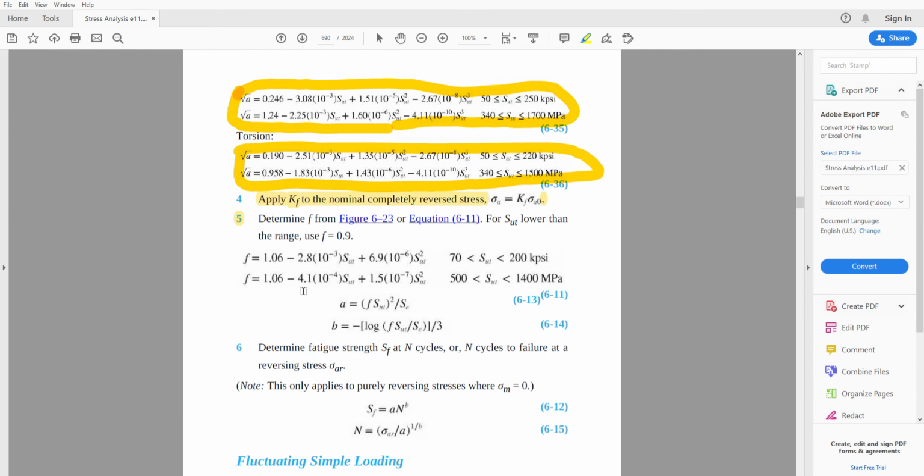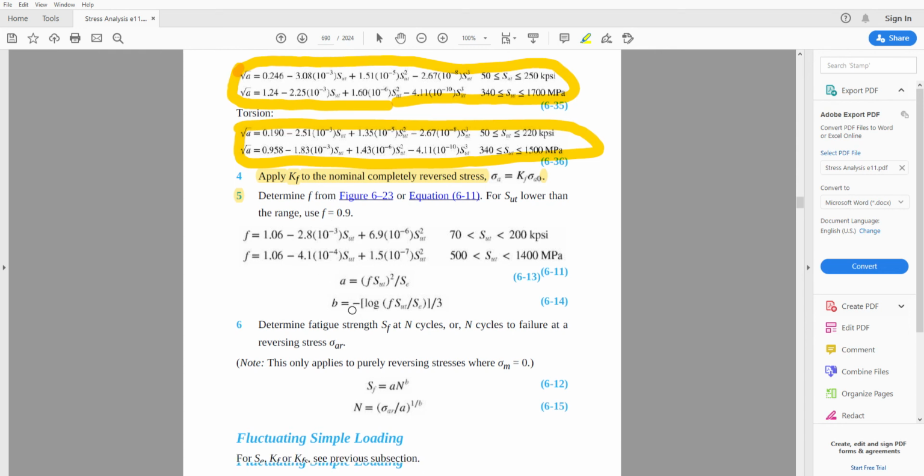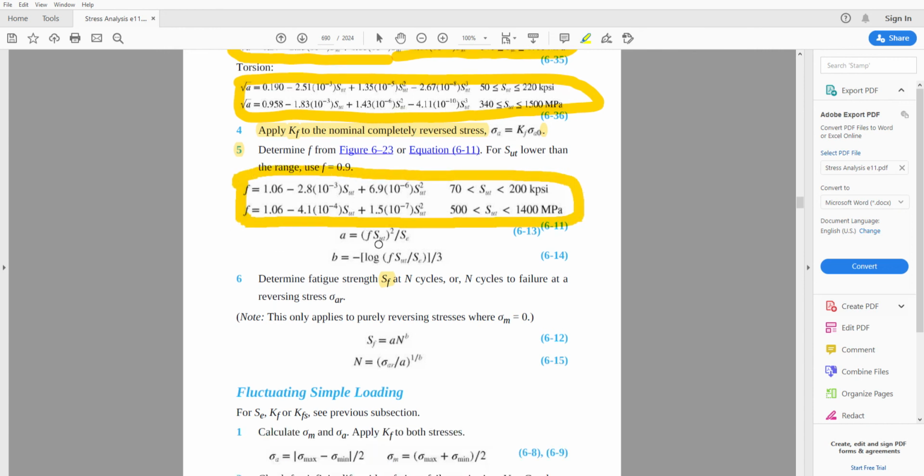So sometimes you might have seen this before in a couple of problems where you have to find the number of cycles to failure, N, or the fatigue strength, Sf. So the problem asks for that, and you have a completely reversing load. Remember, we're dealing with a completely reversing load, which means sigma mean is equal to 0. You find f first, this one, and it also depends on Sut. Then you come down here, you plug it into this formula, Se being the endurance limit we found of the actual piece, not Se prime.